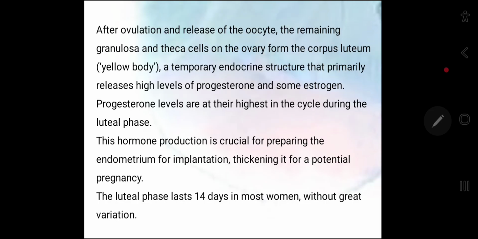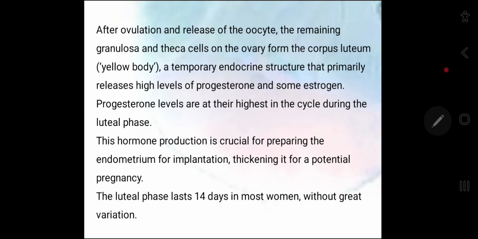After ovulation, or release of the oocyte, the remaining granulosa and theca cells of the ovarian follicle can form the corpus luteum. It's a Latin terminology, which stands for yellow body, which is a temporary endocrine structure, primarily releasing progesterone and some estrogen.